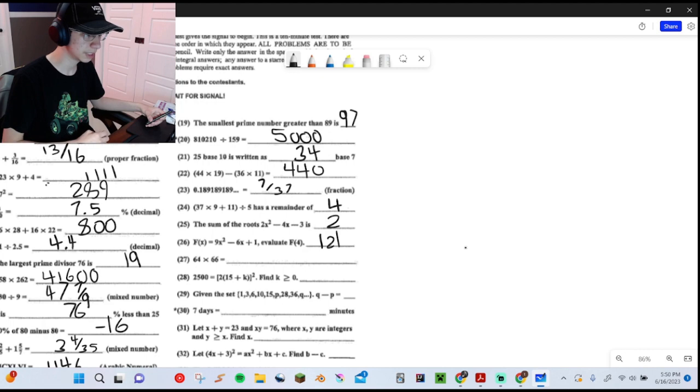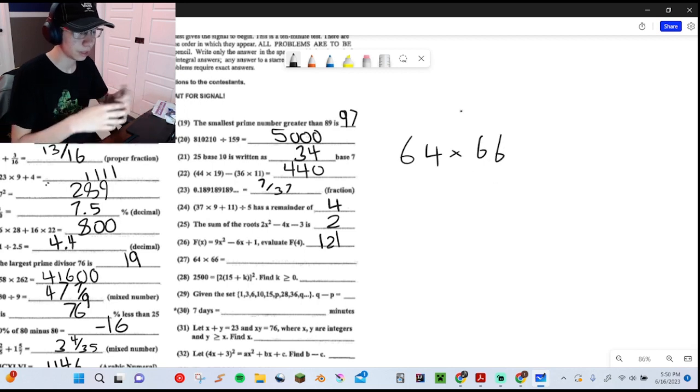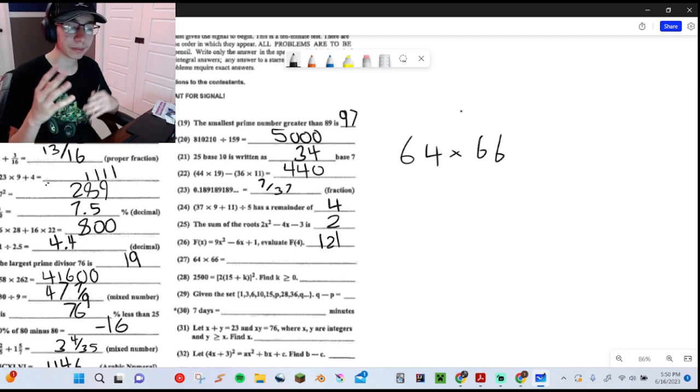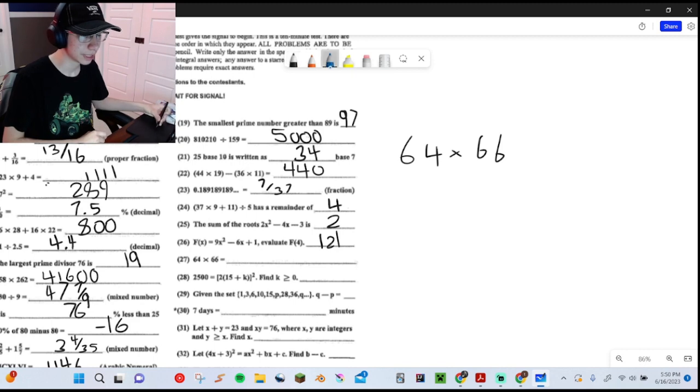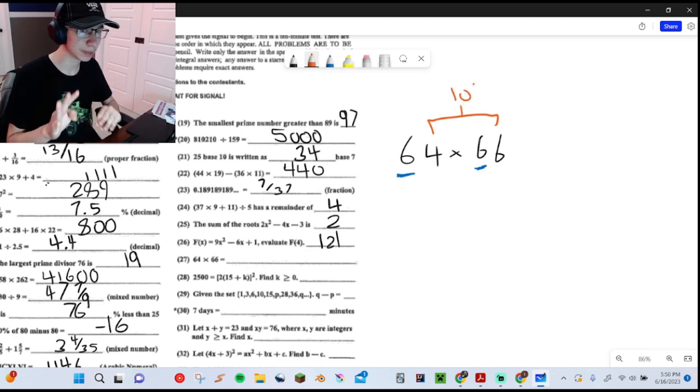Okay, so for question 27, we have 64 times 66. So you might be thinking, let's use FOIL, which is a good instinct to have, but it's much easier to do another trick. So this trick is specific for when the tens digits of the two numbers you're multiplying are the same, and the ones digits add up to 10. I know it sounds uber specific, but we'll do a few example questions after this.